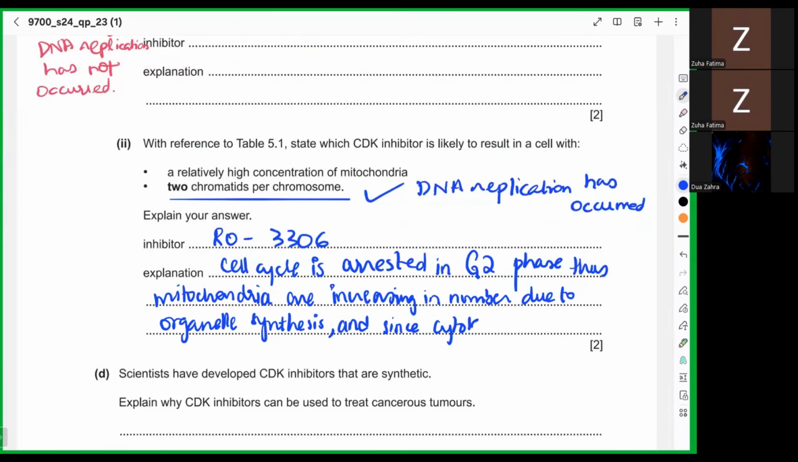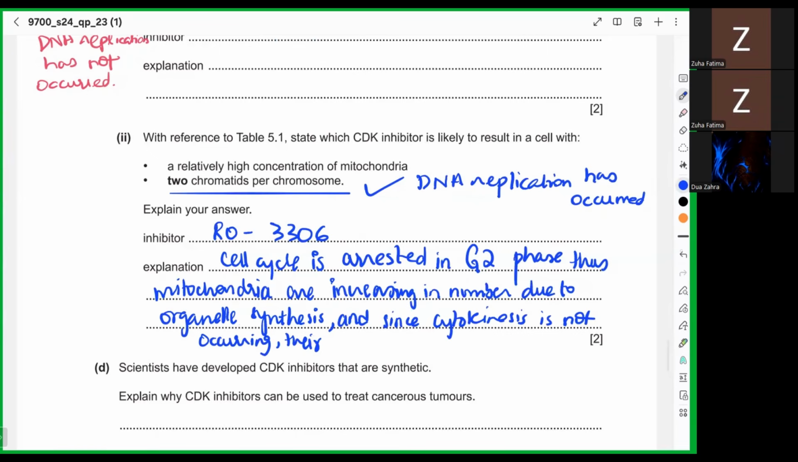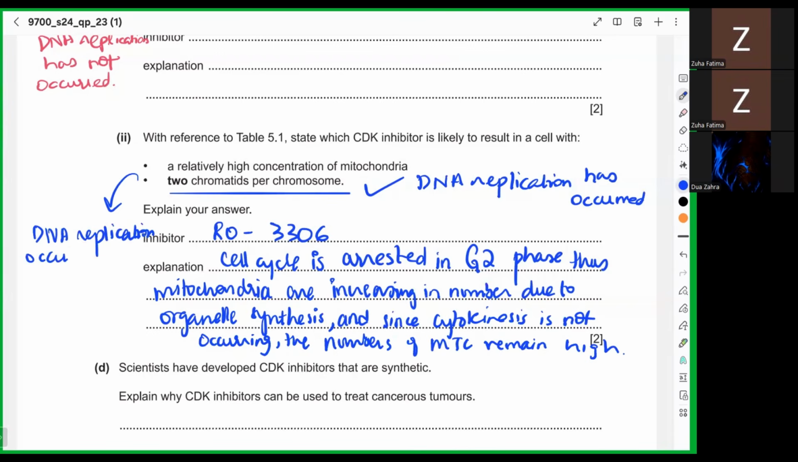And since cytokinesis is not occurring, the numbers of mitochondria remain high. आप या तो माइटोकॉन्ड्रिया की रिस्पेक्ट से एक्सप्लेनेशन लिख सकते थे, या फिर आप टू क्रोमैटिड स्क्वायर क्रोमोसोम के रिस्पेक्ट से भी एक्सप्लेनेशन लिख सकते थे, that DNA replication occurs before G2 phase in the S phase. तो आप किसी भी एक पॉइंट के एस्पेक्ट से एक्सप्लेनेशन लिख सकते थे.